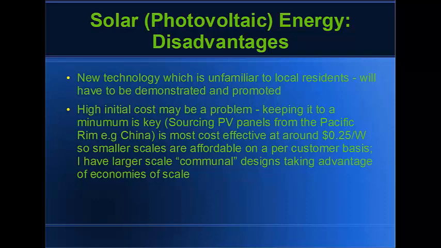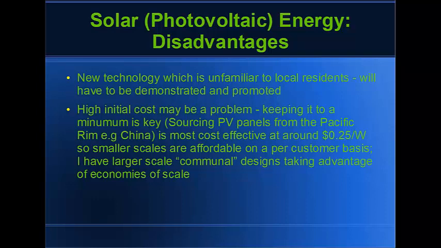Sourcing photovoltaic panels and other components from the Pacific Rim is by far the most cost-effective way to source them currently, and it's likely to be the case for the foreseeable future. Solar panels are currently working at around 25 US cents per generated watt, so obviously I'll be monitoring developments in this area.